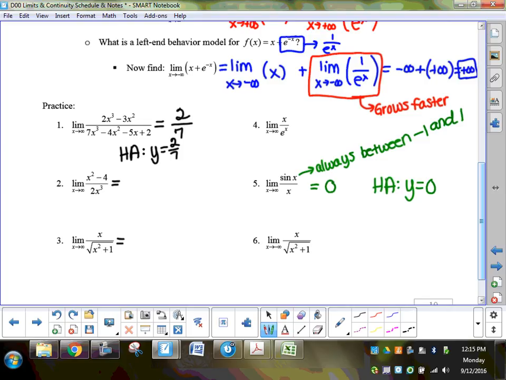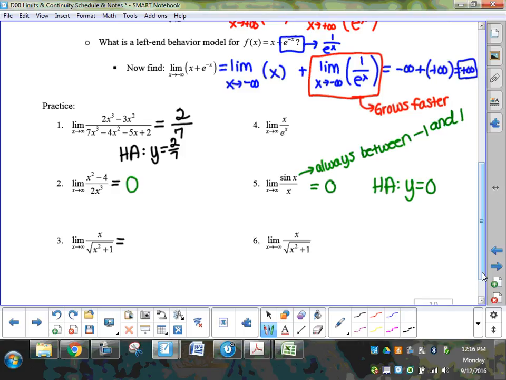For 2, I said 0. 2, you said 0, and I would say you're right. Can you tell me why? Since it's x cubed on the bottom, the bottom will be moving faster. Yeah, what's driving what's happening in the numerator? It's x squared over 2x to the third. Which one is driving in the numerator? Just the x squared. And then in the denominator, you have what? 2x to the third.